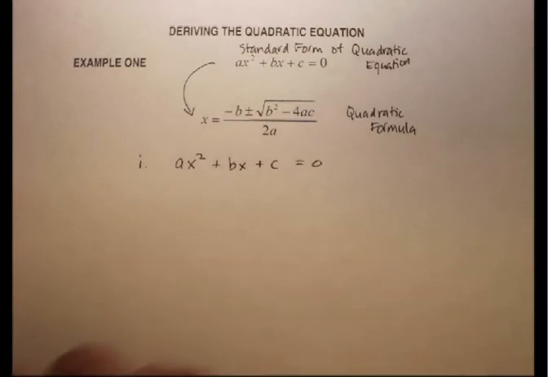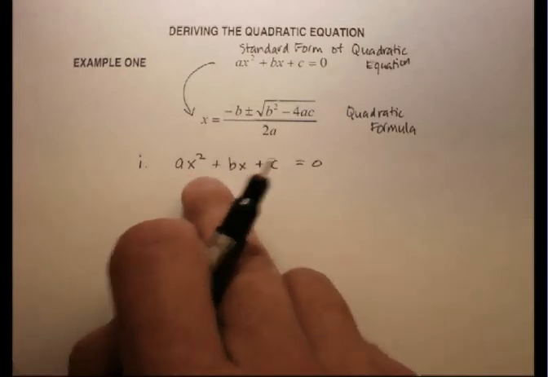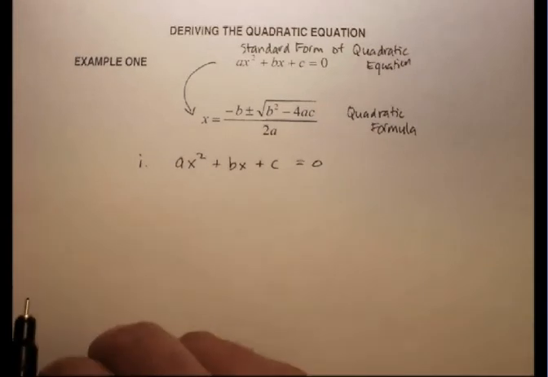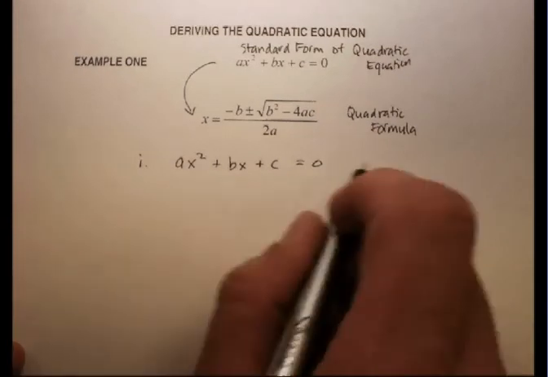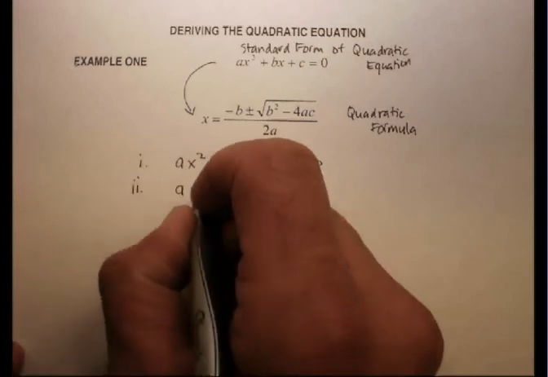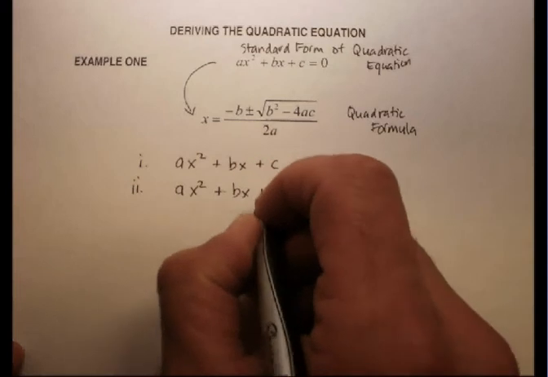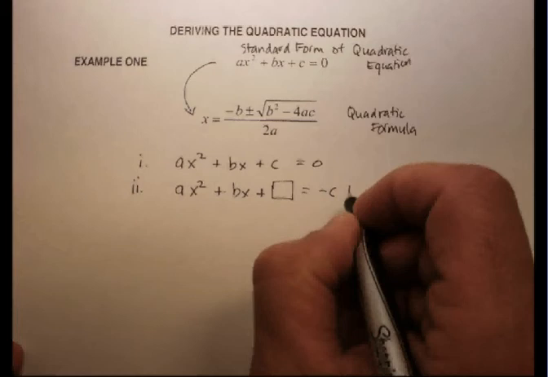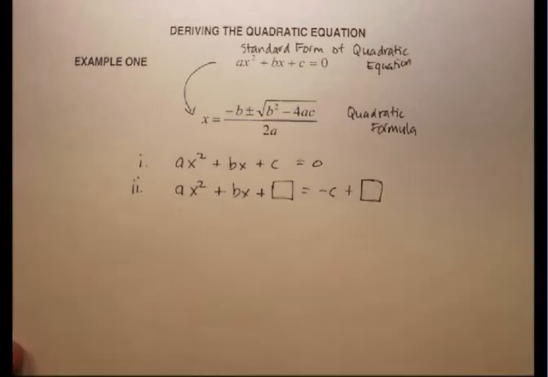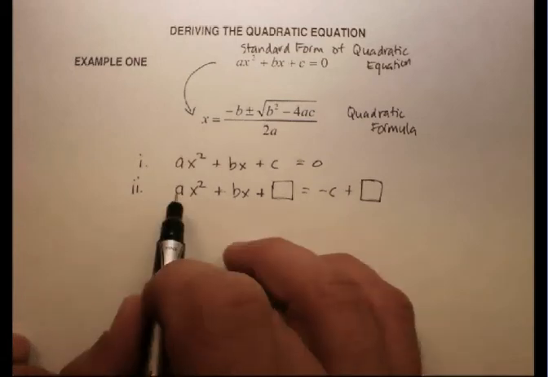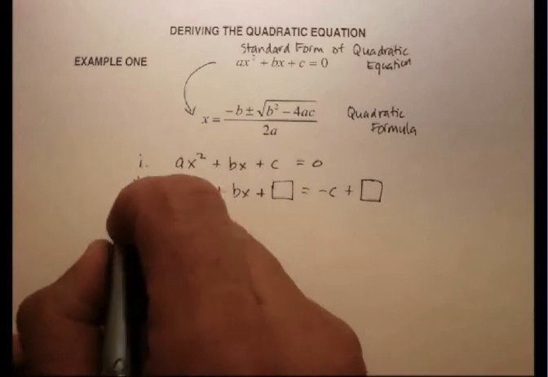Okay. Now, if we want to solve for x, and we've got all letters, what do we do? Well, the first thing we do is what's called completing the square. We're going to get the c over to the other side, so let's start doing that. I get ax squared plus bx plus something is equal to negative c plus something. Now, if we could complete this square, we would probably find half of this and square it, but we have an a here, so we need to factor out the a first.